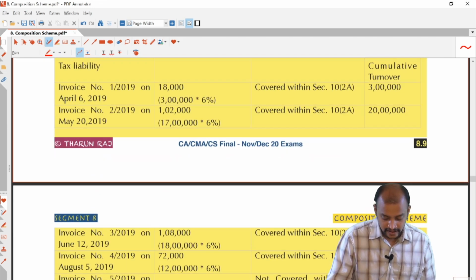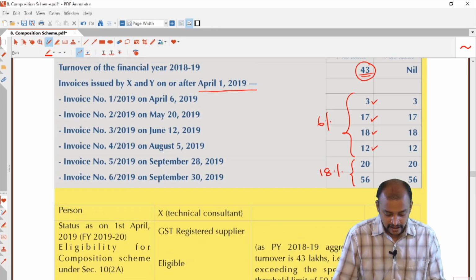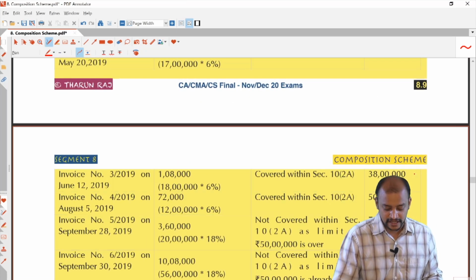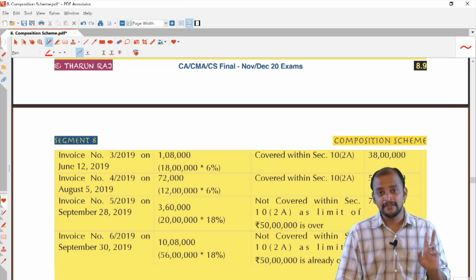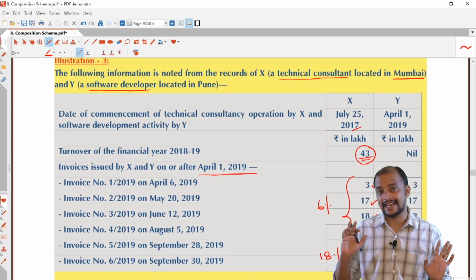So see here, up to 50 lakhs, that is invoice number 4 2019. Up to this invoice number 4 2019 we pay the presumptive 6%, and thereafter the last two invoices we pay the regular rate of 18%. Now in case of Y, let's analyze.